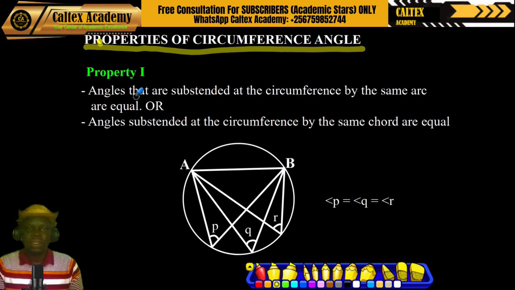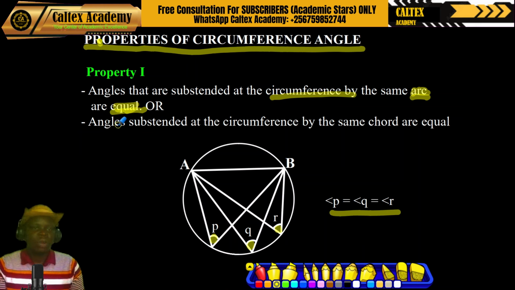The first property says angles that are subtended at the circumference by the same arc are equal. We already talked about arcs. Now we're saying angles that are subtended at the circumference by the same arc are equal. Meaning angle at P is equal to angle at Q is equal to angle at R, as has been mentioned by this line here.